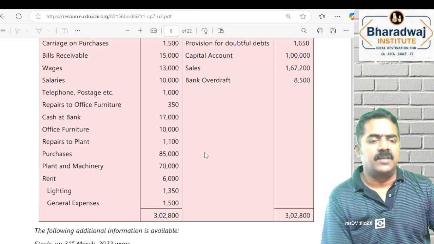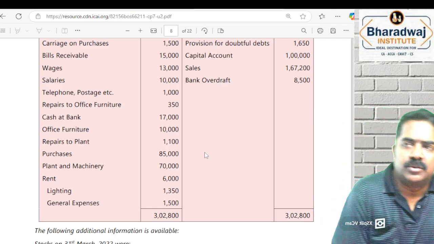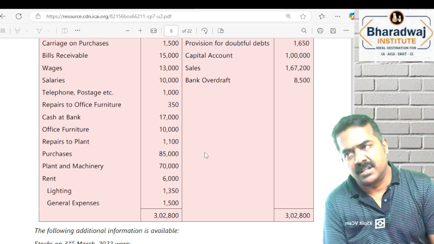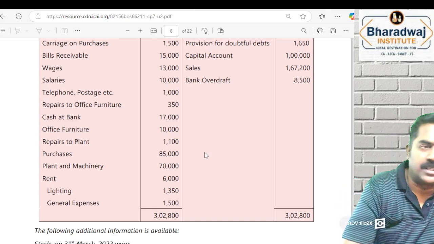What and all will come on the credit side? Opening and closing stock of WIP, sale of scrap. Closing stock of WIP and which one? Sale of scrap is nothing but sale of by-product.